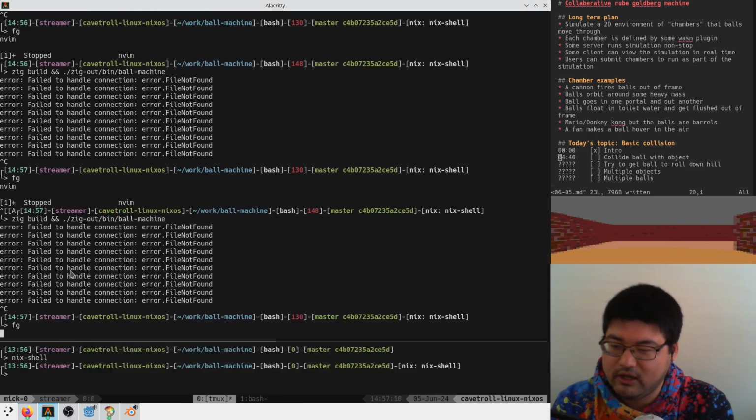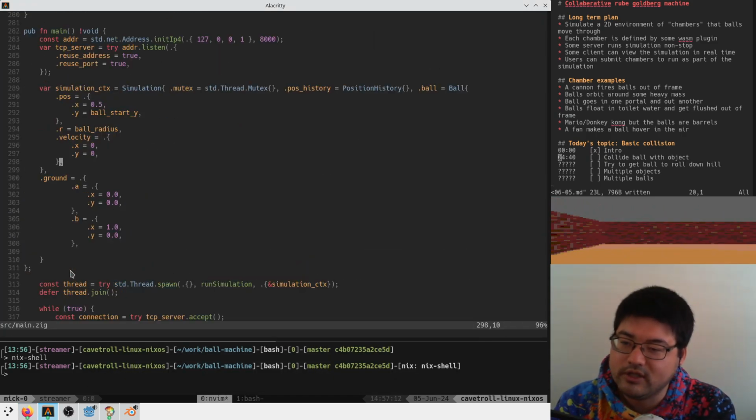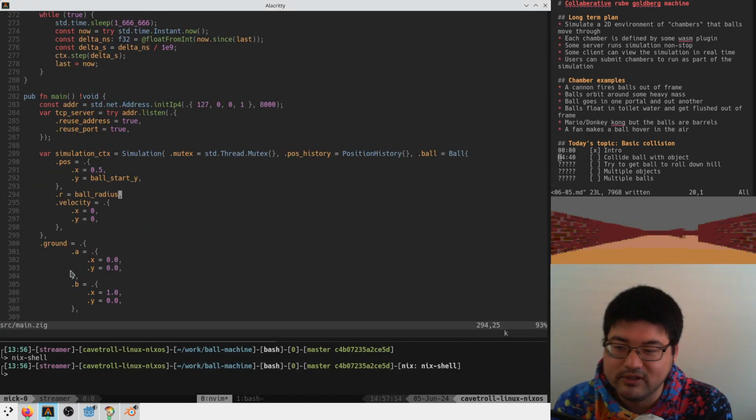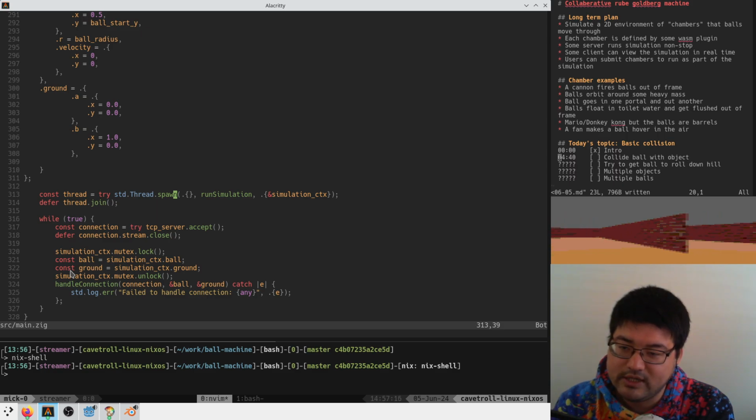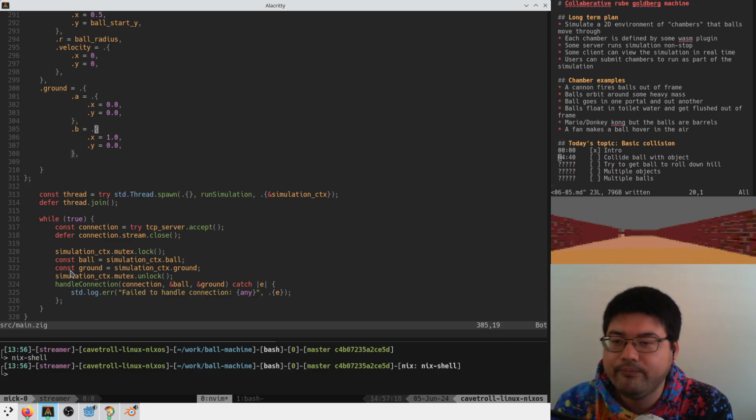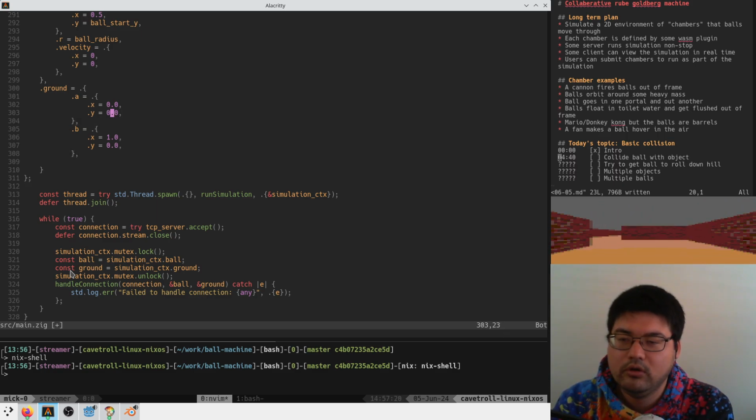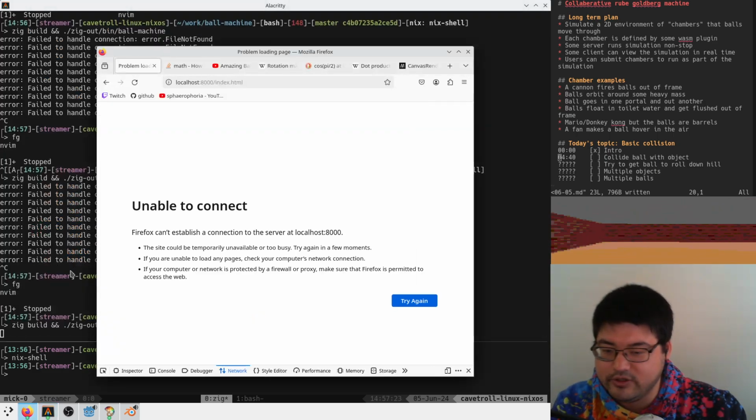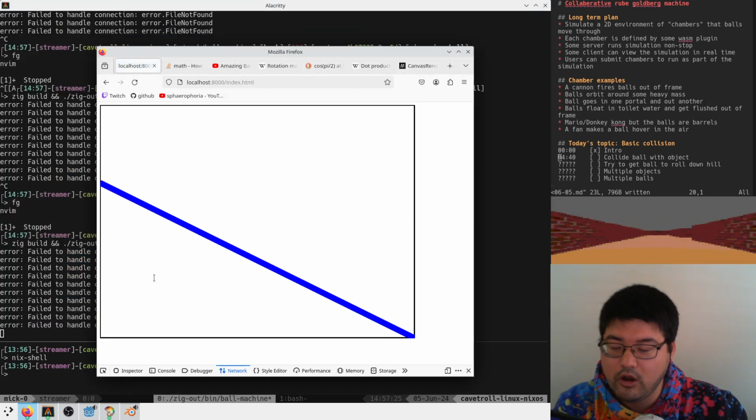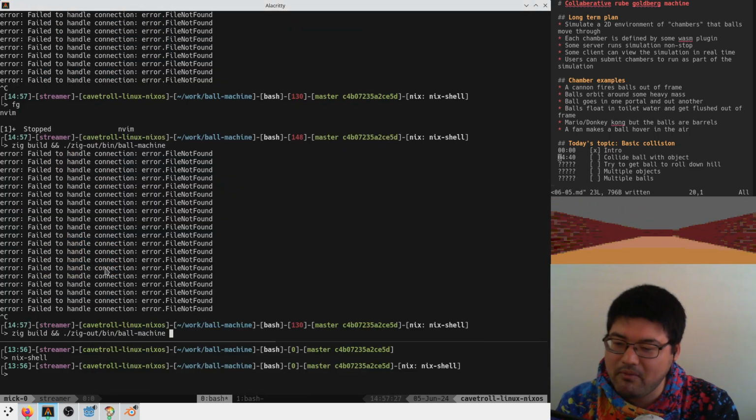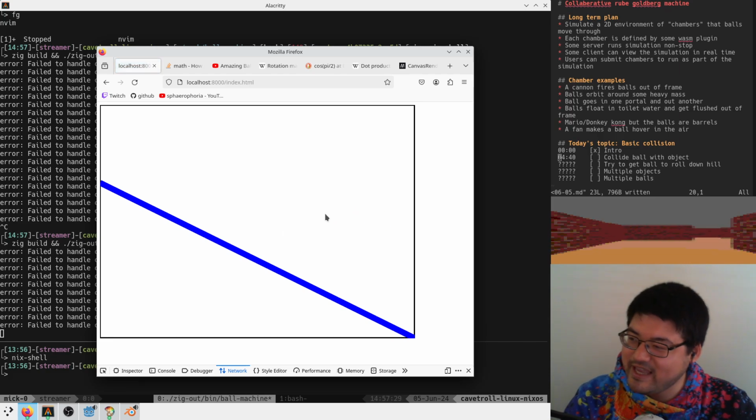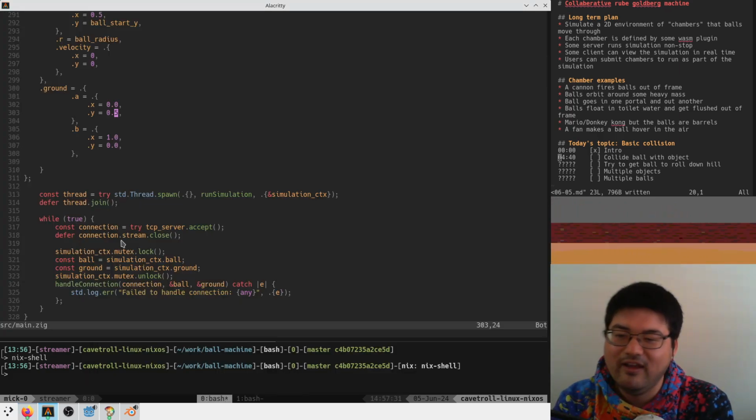And then let's put the ground on an angle and just see what happens, because there's a good chance that it just does something really stupid. So let's put y 0.5 here and just refresh. Oh, hell yeah! Wait. That's sick! That bounced off the thing!